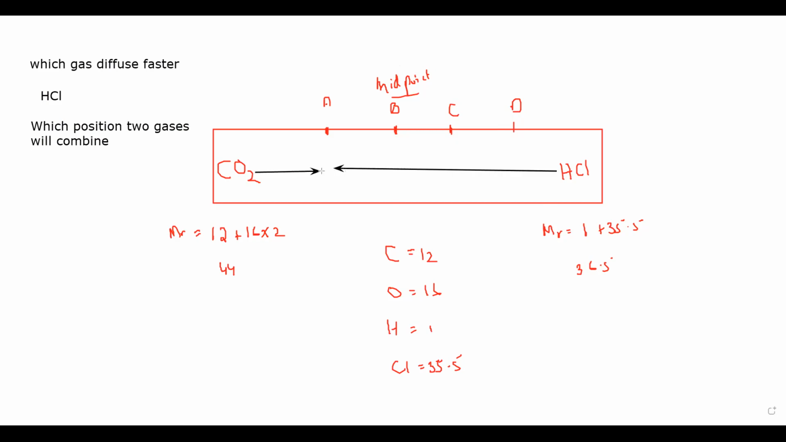So where will they combine? The likely position they will combine will be A. So lighter gases will diffuse faster as compared to heavy gases. Is it clear?